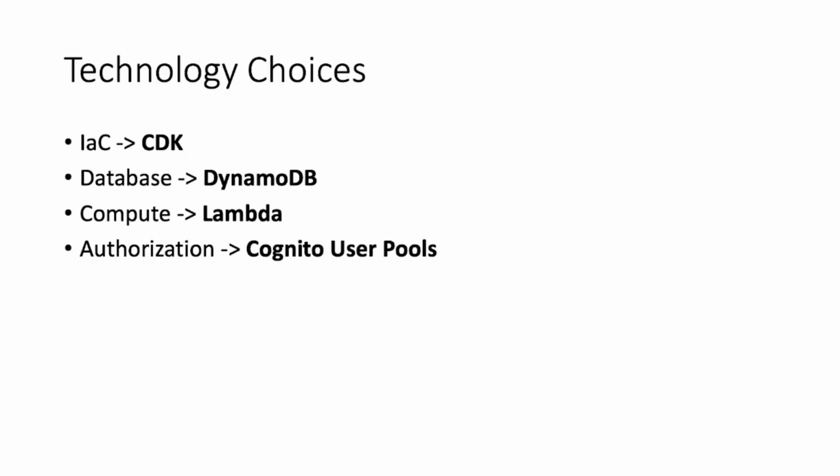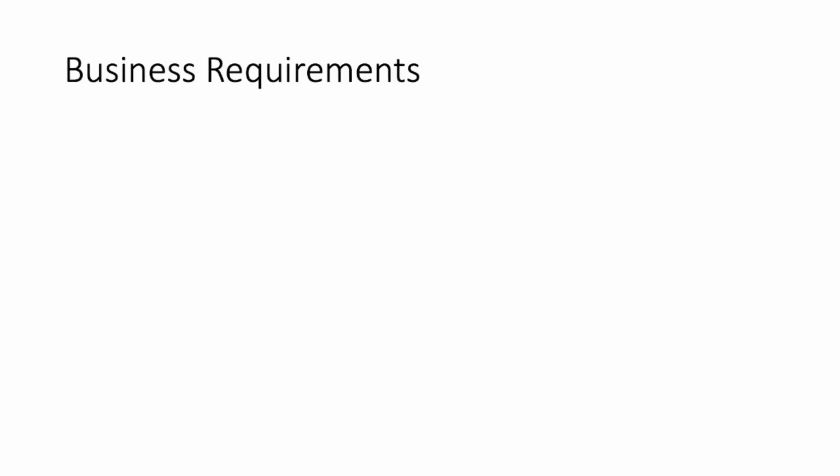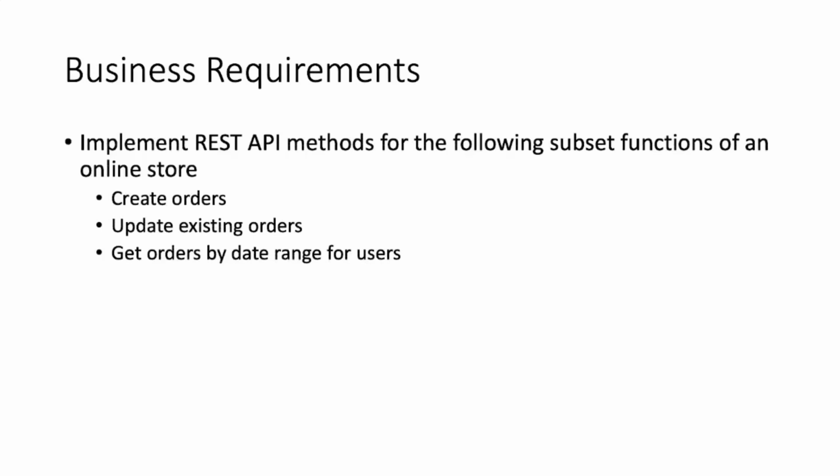Right now we are focused on the API. That's why I use the term authorization and not authentication, which is done by the front end application, which we are not doing as part of this video. Let's just outline our hypothetical business requirements here. So we want to implement REST API methods for a subset of the functions that are required for an online store. So we are just talking about these three, which is create order, being able to update existing orders, and just being able to query orders by date range for specific users.